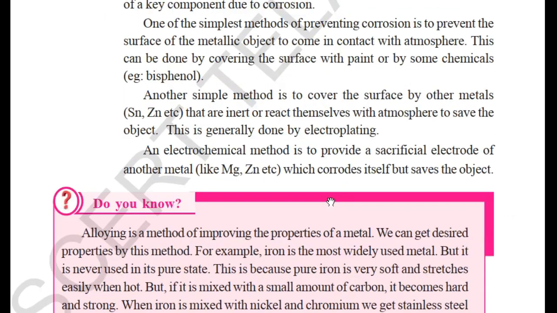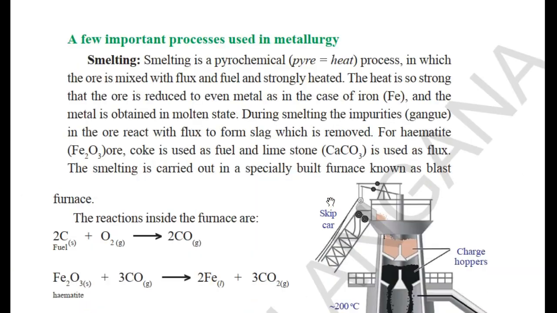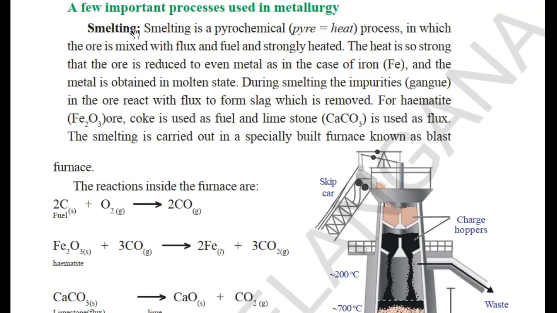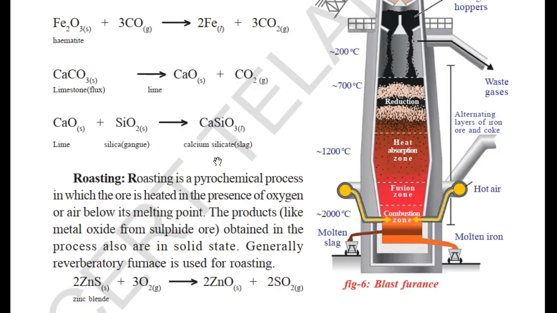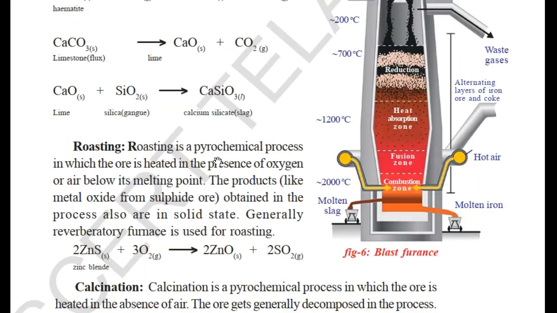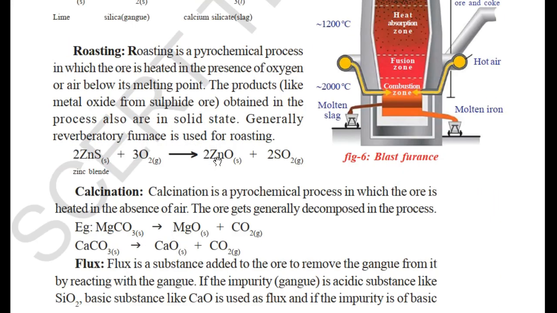Actually, they have to be explained first. So here, these are some processes in metallurgy. I will just start with these three processes. In total we have three processes here: smelting, roasting and calcination.